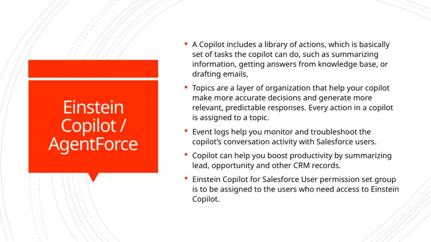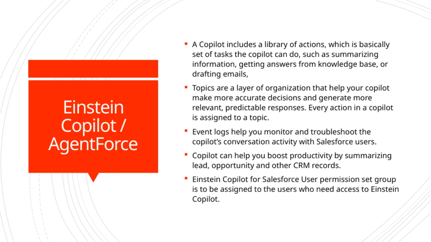Let's take a closer look at what makes a copilot so powerful. At its core, it includes a library of actions, which are essentially sets of tasks that the copilot can perform. These tasks might include summarizing information, retrieving answers from a knowledge base, or even drafting emails for you. To organize these actions effectively, we use topics. Think of topics as layers of organization that help your copilot make more accurate decisions and generate responses that are relevant and predictable. Every action is assigned to a specific topic, ensuring that the copilot can quickly find and execute the right task in the right context.